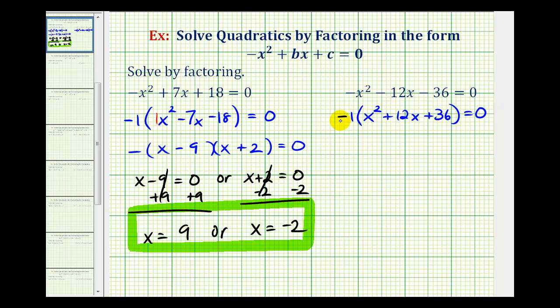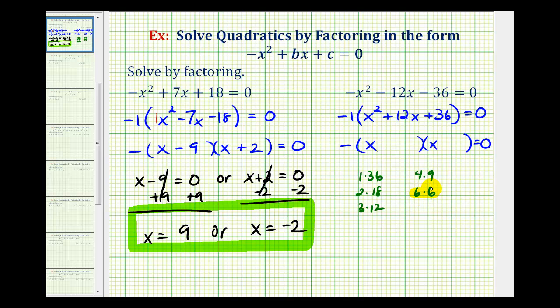So again, we can leave this factor here as -1, or we could just write it as a negative. And then if it does factor, we'll have two binomial factors. The first terms come from the factors of x squared. That would be x and x. And now we want to find the factors of +36 that add to +12. Well, there are quite a few factors of 36. 1 times 36, 2 times 18, 3 times 12, 4 times 9, and 6 times 6.